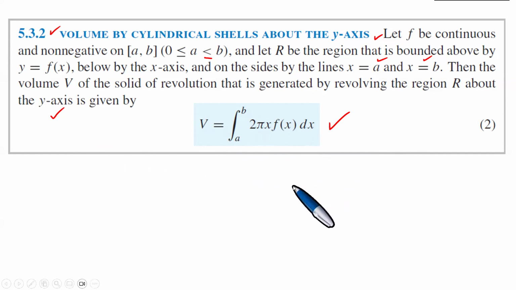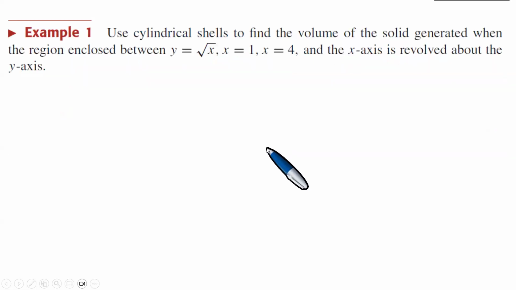Okay, let's move on. We can see the formula, and you know that it is 2 pi x f of x dx. Let us use the method of cylindrical shells and then we go to the TOT quickly.